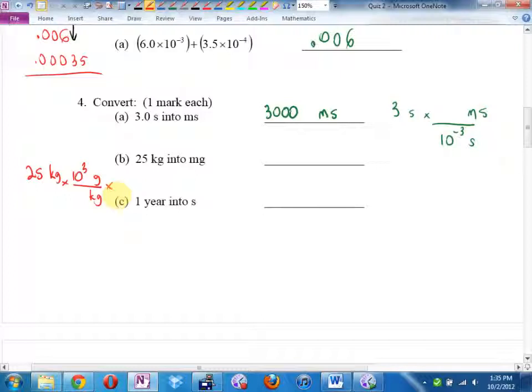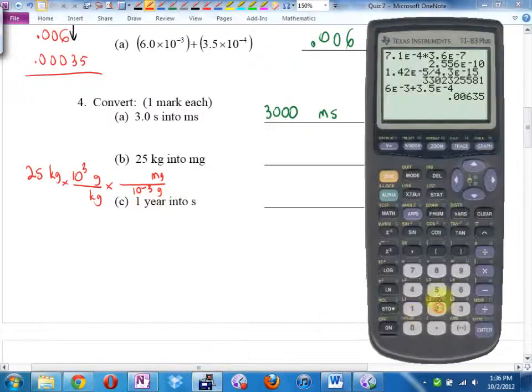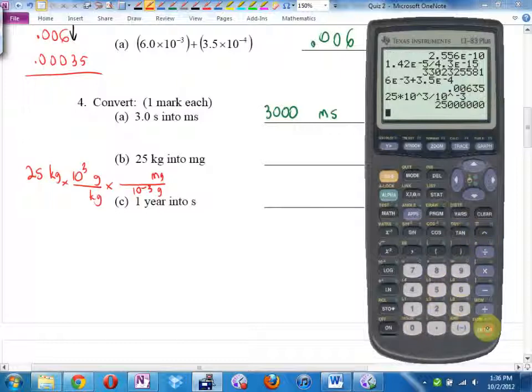I also want kilograms to cancel. Oh, no, sorry, I want grams to cancel now because I've got kilograms to cancel. I want milligrams on the top, grams on the bottom. Milli is 10 to the negative 3, so I think I'm going to end up going like this: 25 times 10 to the power of 3 divided by 10 to the power of negative 3. Do you get 25 with 6 zeros or 2.5 times 10 to the 7th?